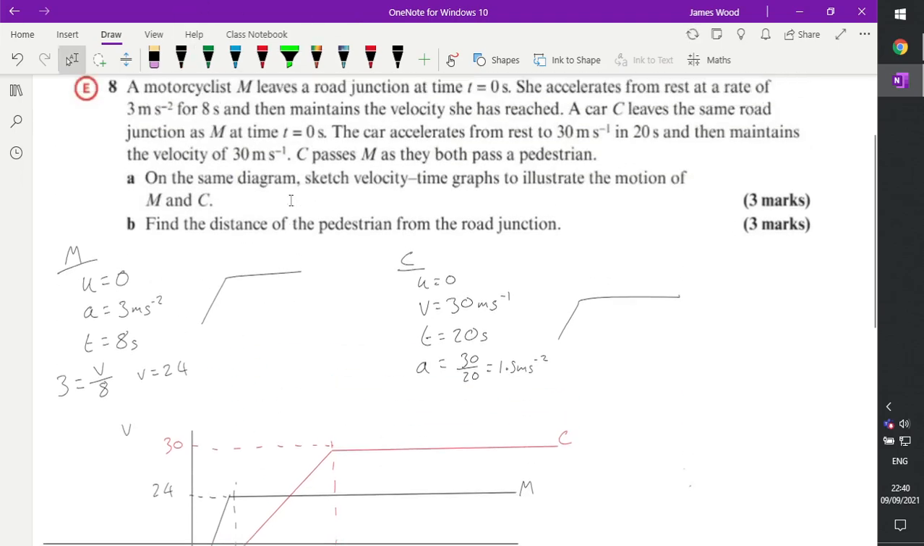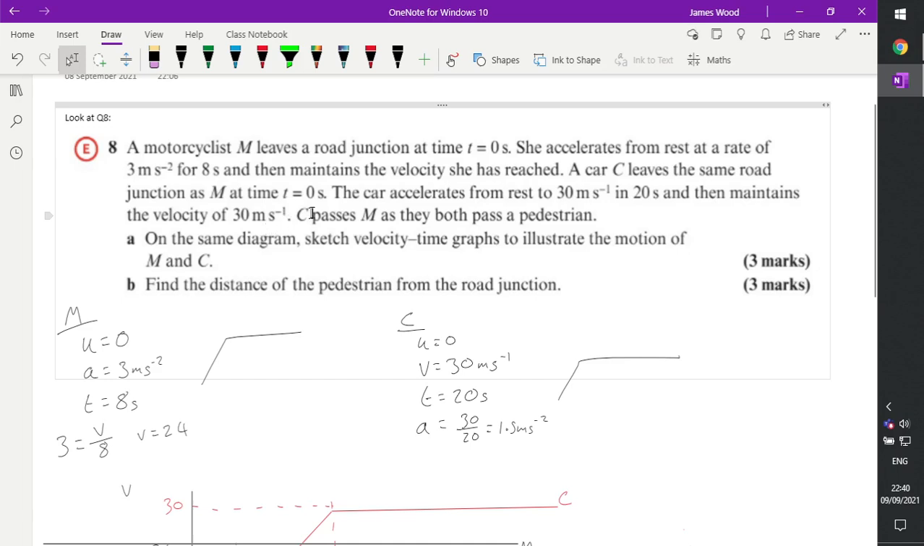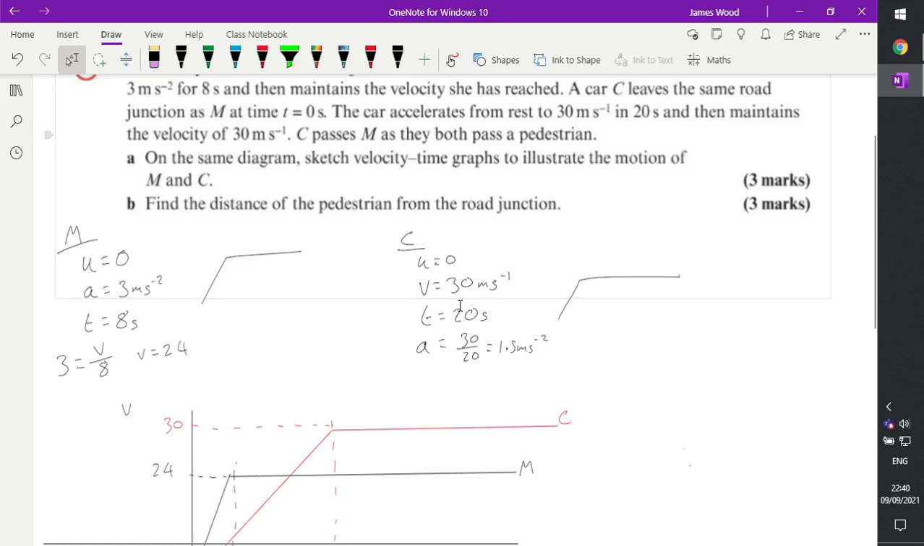Now, part B, it said C passes M, so they pass each other. They both pass the pedestrian. So basically, they're at the same point at the same time, is what that's trying to say. They go past this particular point in space at the same time. Find the distance of the pedestrian from the road junction. So basically, find out how far away from where they started do they overtake one another. So they're in the same position at the same time.